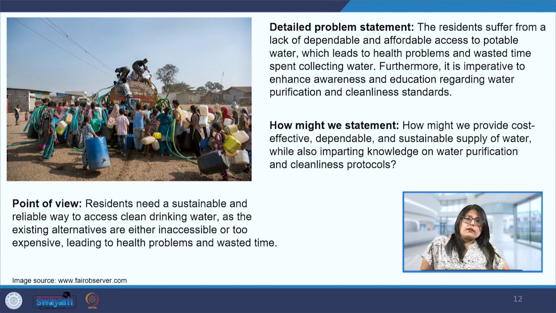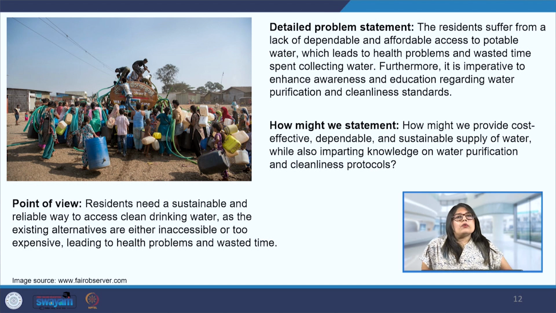So we can see here that all of the points that are in the detailed problem statement are mentioned here in the how might we statement. And then the point of view statement here says that residents need a sustainable and reliable way to access clean drinking water, as the existing alternatives are either inaccessible or too expensive, leading to health problems and wasted time.